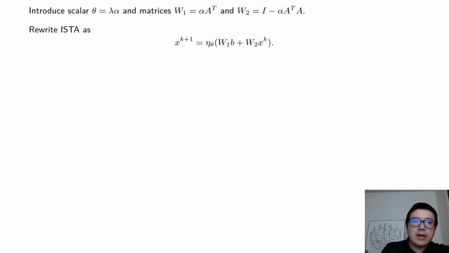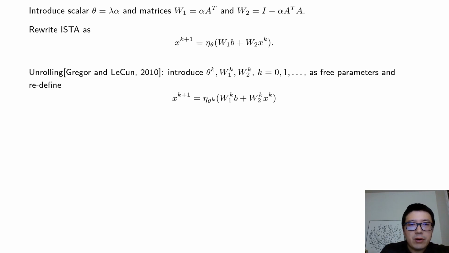We can introduce a scalar theta for the threshold and matrices W1 and W2 that depend on the sensing matrix A in the lasso model. This allows us to rewrite ISTA equivalently in this form. This is exactly the same iteration as before, but now it looks like a neural network. There's a linear operator, there's an offset, and there's a nonlinear operator.